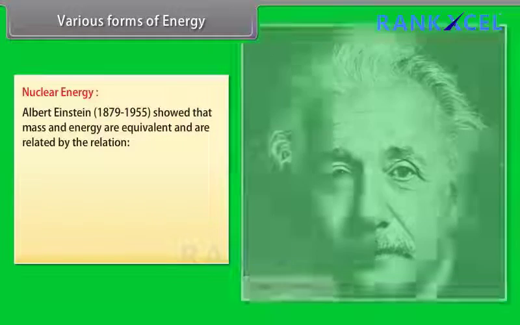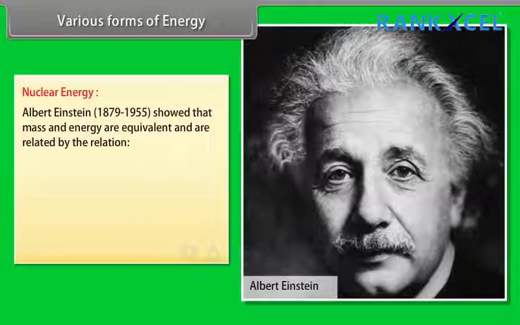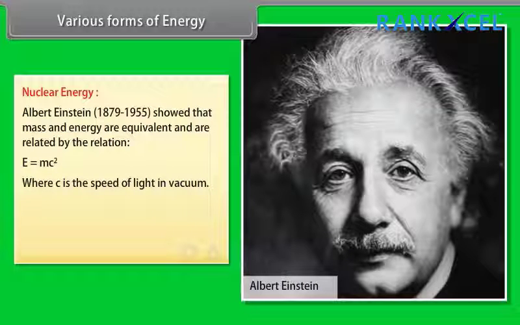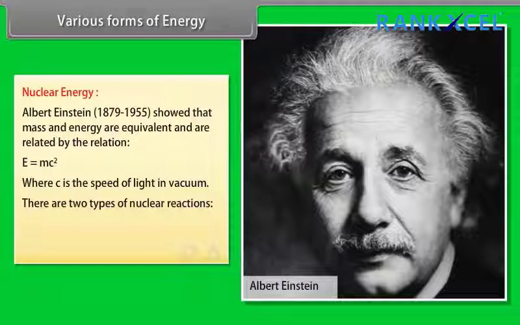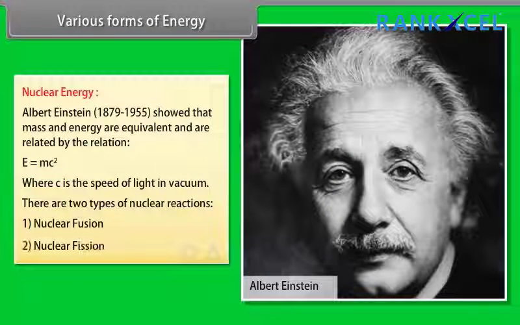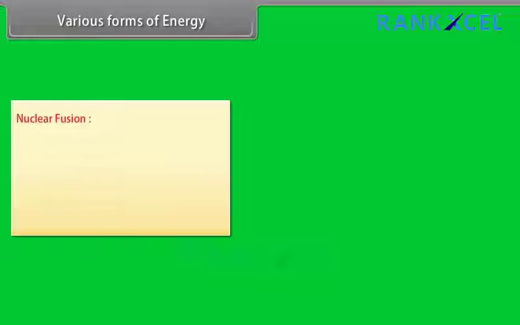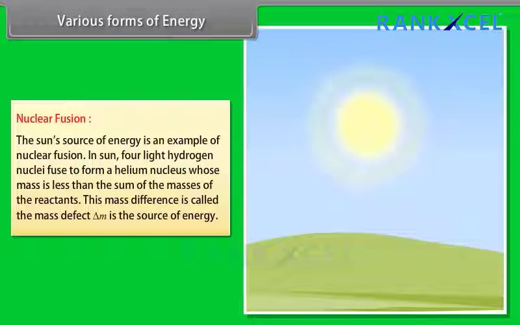Nuclear energy. Albert Einstein, 1879 to 1955, showed that mass and energy are equivalent and are related by the relation E is equal to mc square, where c is the speed of light in vacuum. There are two types of nuclear reactions. They are nuclear fusion and nuclear fission reactions. Nuclear fusion. The sun's source of energy is an example of nuclear fusion.